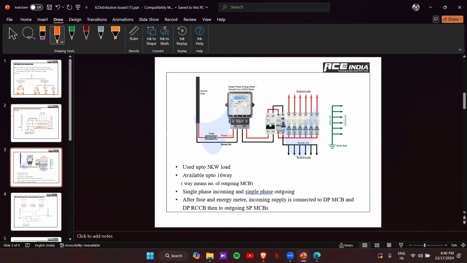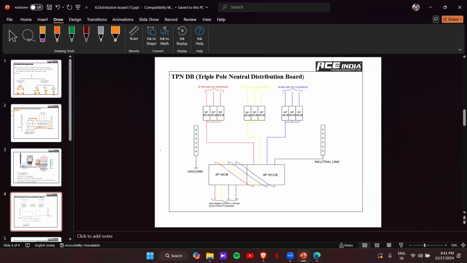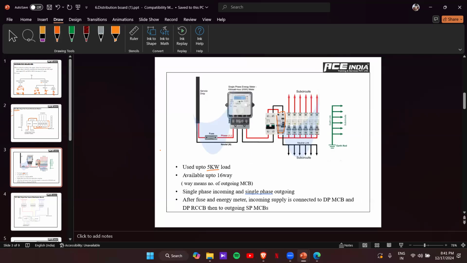These things we already mentioned. It is used up to 5 kilowatt. That means up to 5 kilowatt is a single phase load. Maximum outgoings you can take is 16 outgoings. So that's our first DB, the SPN DB. This is the only DB in single phase connection.